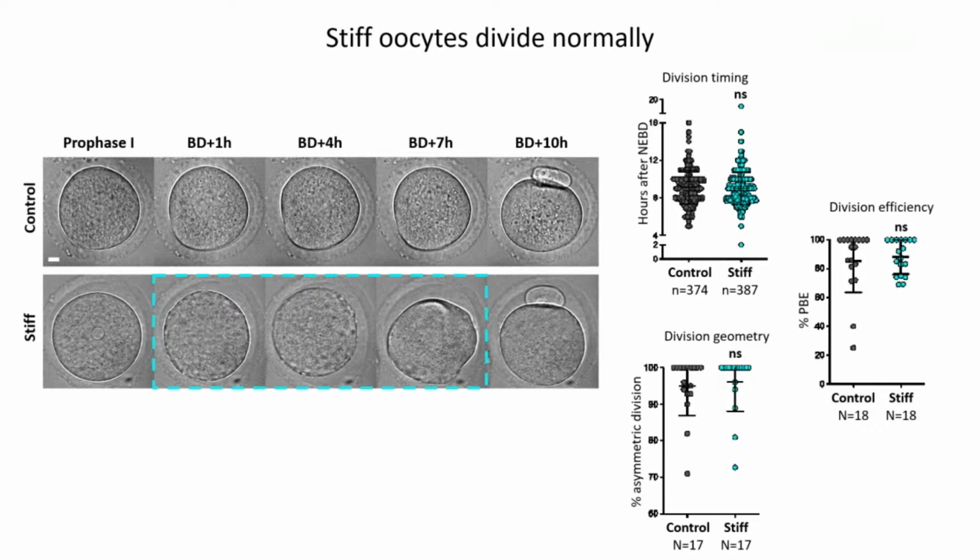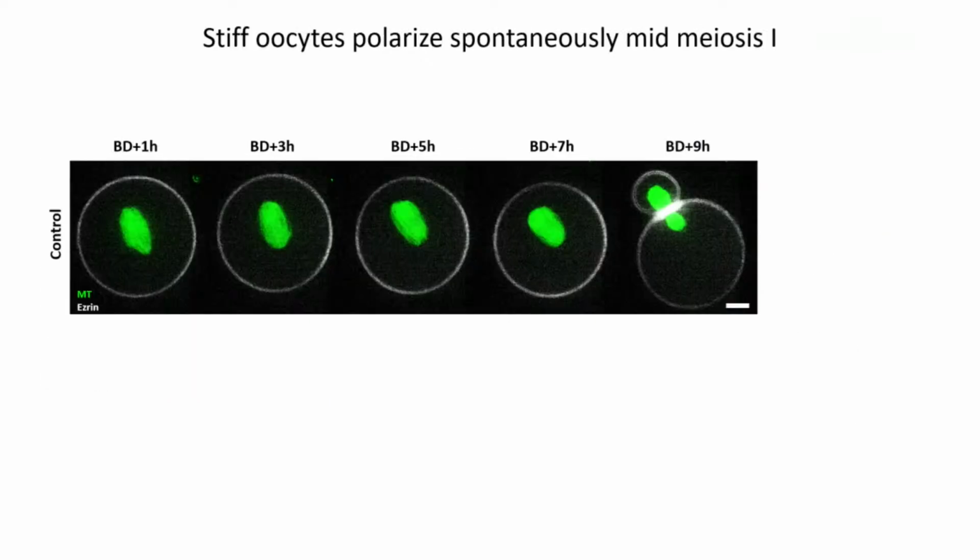And so we wanted to gain more insight into what was happening at the cortex. So here is a control oocyte expressing the cortical anchor, and you see that this cortical anchor is localized homogeneously at the cortex until anaphase, and that oocytes are not polarized; they do not show any sign of polarization before the chromosomes have moved to the cortex.